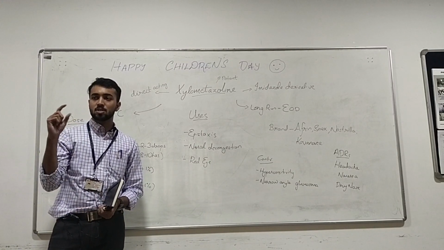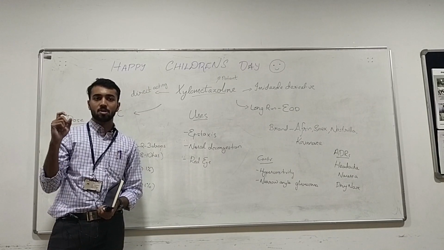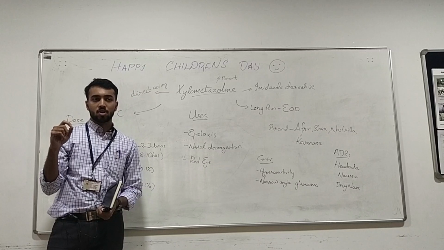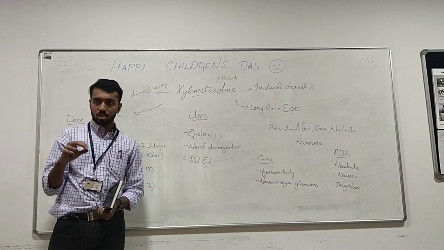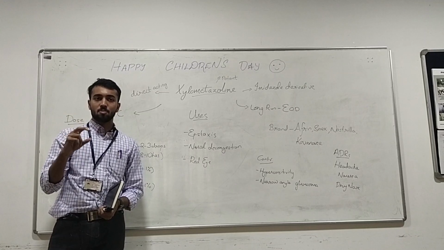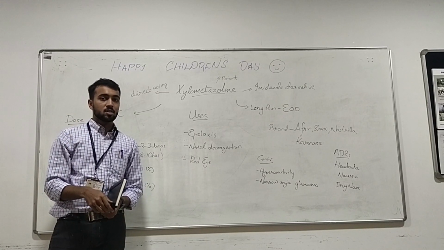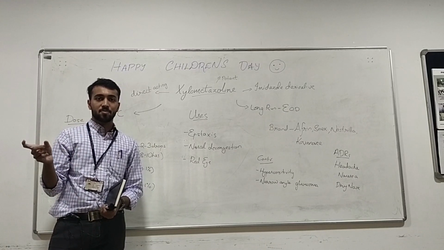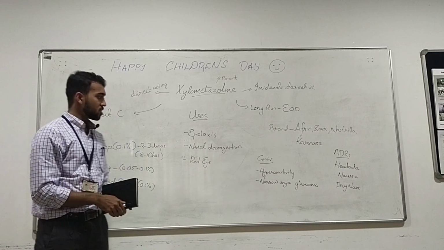Now what are the doses of this particular drug? For drops, what's the concentration? 0.1. How many drops? 2 to 3 drops. And what about the metered spray? 0.1. And what about the normal spray? 0.05 to 0.1. Can it be given to children? Only above the age of 2 years.